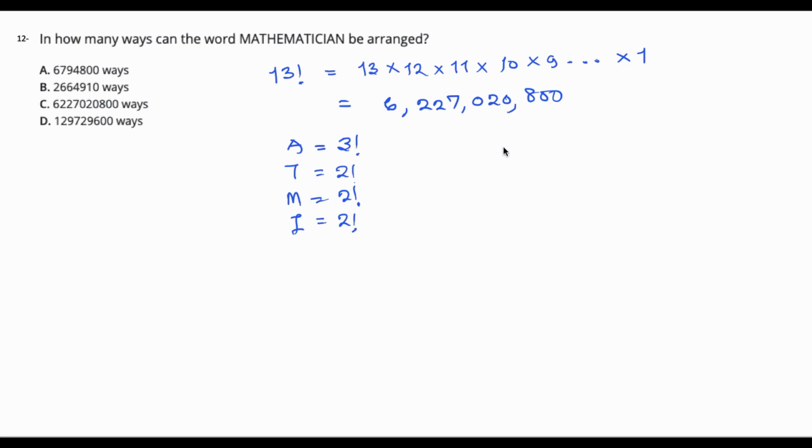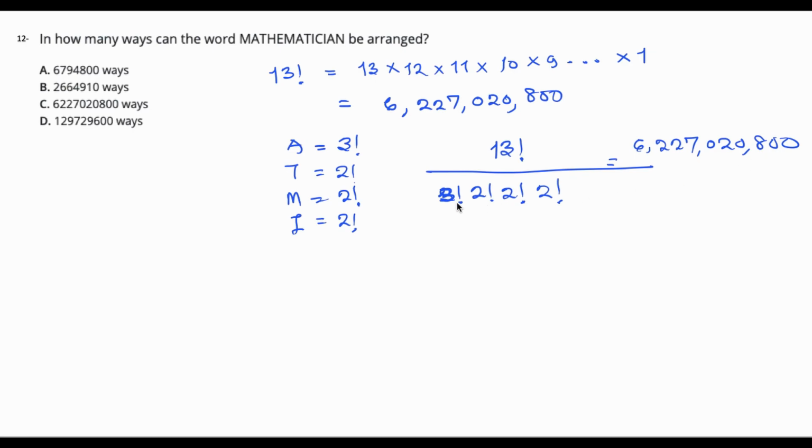So now the total number of ways we can rearrange the word mathematician becomes 13 factorial divided by the multiplication of all the repeated letters. So 3 factorial, 2 factorial for T, 2 factorial for M, and 2 factorial for I. So 13 factorial, like we said before, is 6,227,020,800. And 3 factorial multiplied by 2 factorial multiplied by 2 factorial multiplied by 2 factorial is simply 3 times 2 and then multiplied by 2 times 2 times 2. And that's 48. So we divide this by 48.